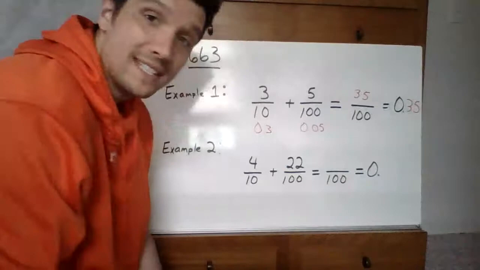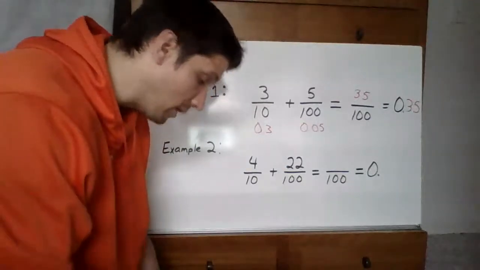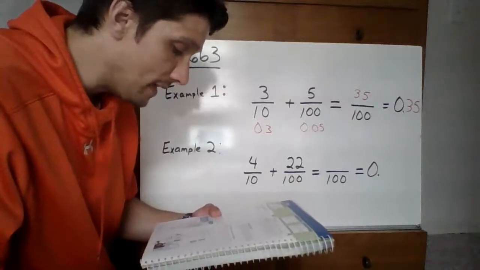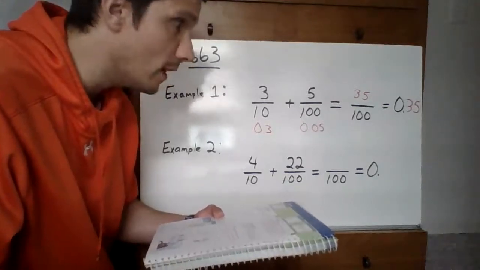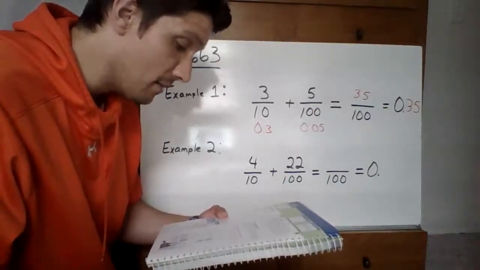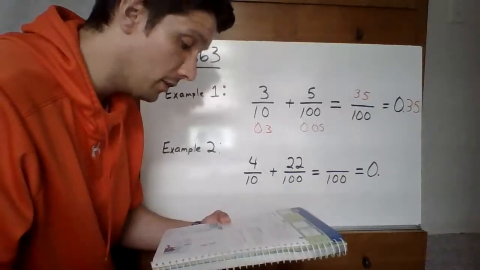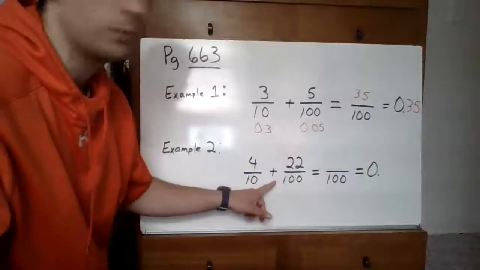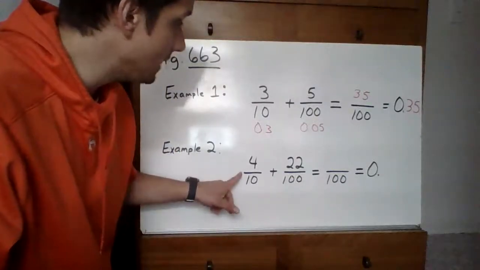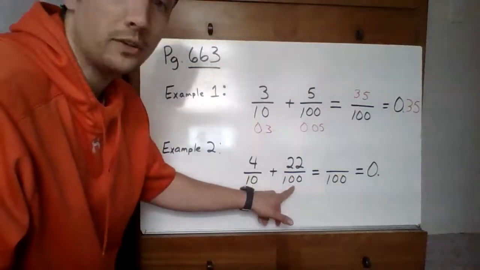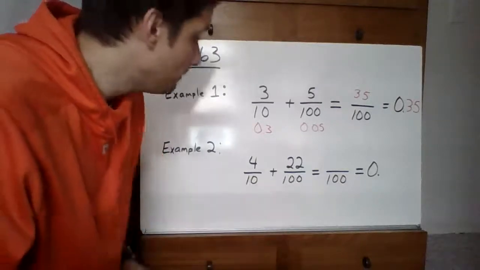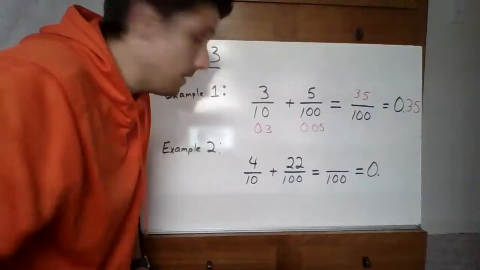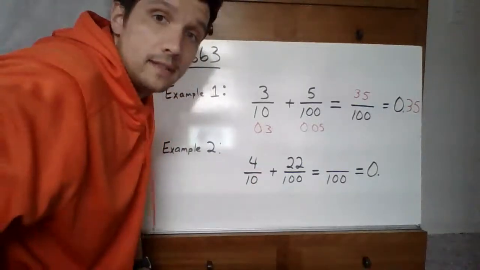Okay, go ahead and turn the page, guys. We are on page 664, and we are going to do example 2 together. It says, find 4/10 plus 22/100ths. Write the sum as a fraction with a denominator of 100 and as a decimal. Okay, so I've got our addition sentence written out right here. We've got 4/10, we've got 22/100ths. Now, like before, we have to make our denominators the same. The way that we do that is we're going to turn our tenths into hundredths.